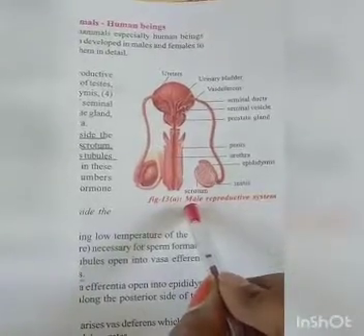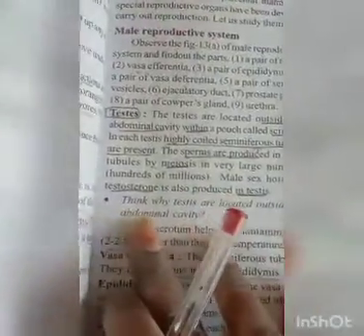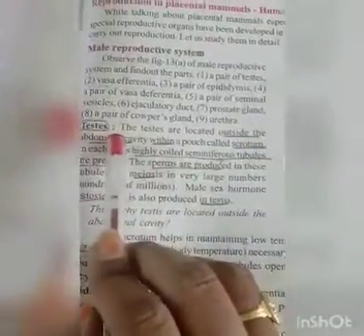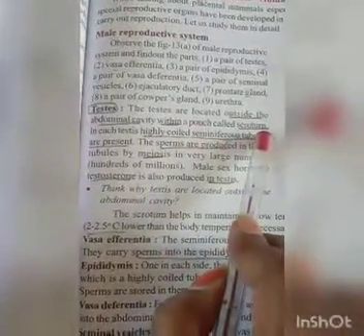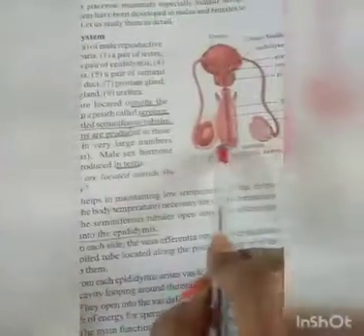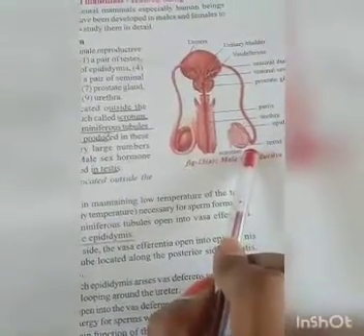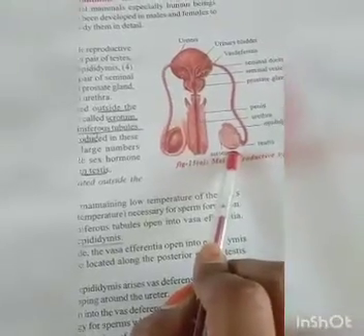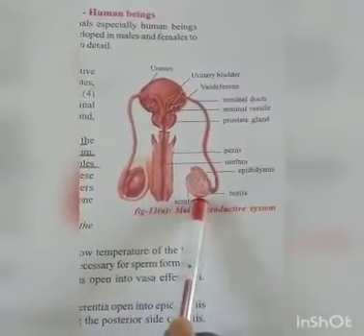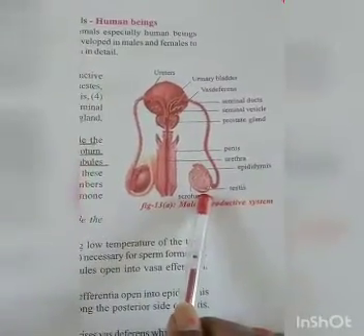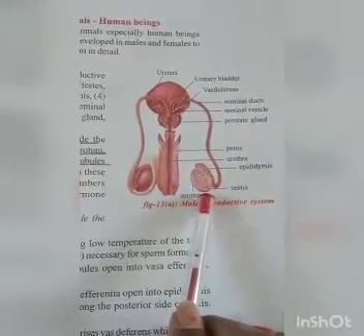The male reproductive system consists of 2 testes located outside of the abdominal cavity in the scrotum. It looks like a pouch, and it is called the scrotum. The testis is a gland that secretes a hormone called testosterone. This male hormone, testosterone, develops secondary sexual characters in males.